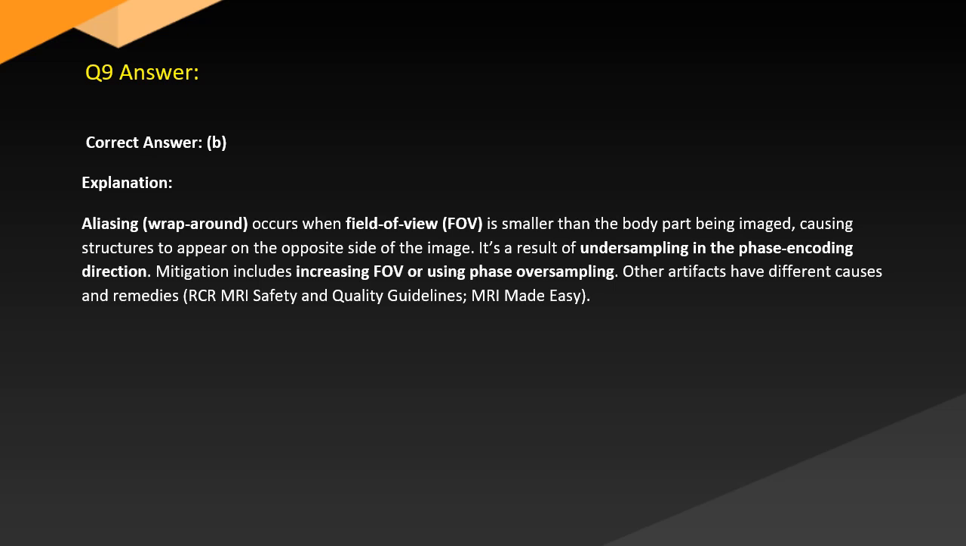Answer. Correct answer, B. Explanation. Aliasing, or wraparound, occurs when the field of view, FOV, is smaller than the body part being imaged, causing structures to appear on the opposite side of the image. It's a result of undersampling in the phase encoding direction. Mitigation includes increasing FOV or using phase oversampling. Other artifacts have different causes and remedies. MRI safety and quality guidelines.